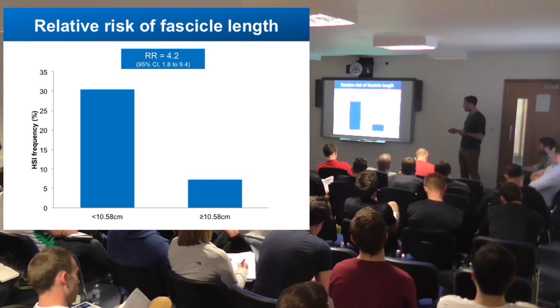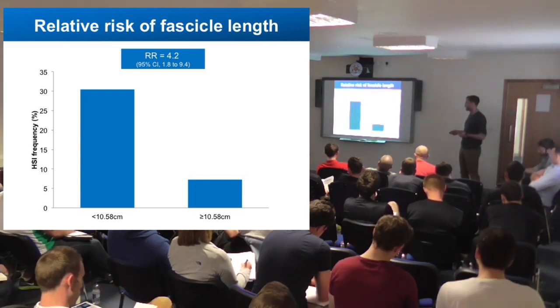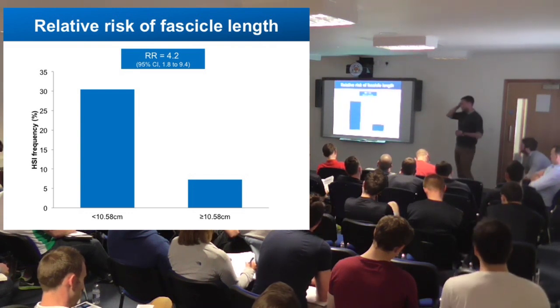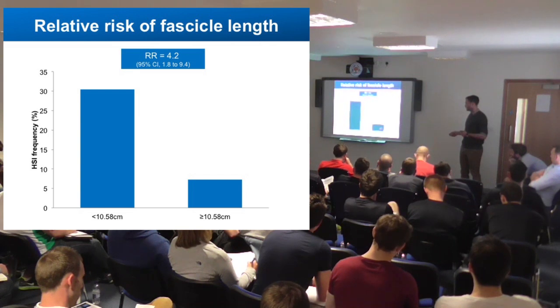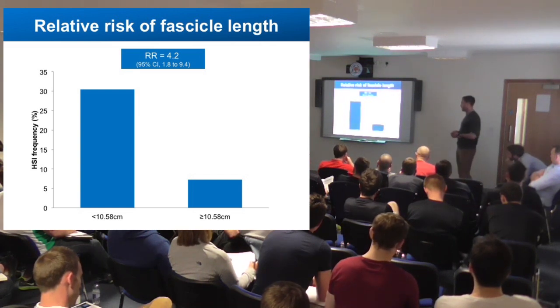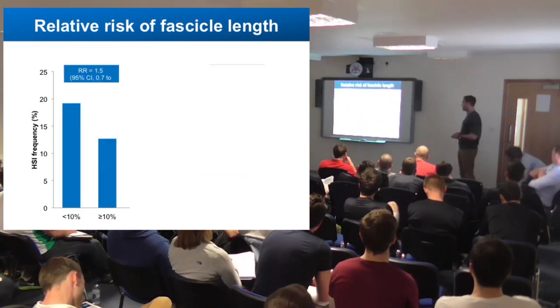You can see the frequency being greater in those that have shorter muscle fascicle lengths compared to those that have longer. And this increases their risk of injury throughout the season 4 times more than those that have longer muscle fascicle lengths. It's quite an important measure for us to consider as well moving forward.